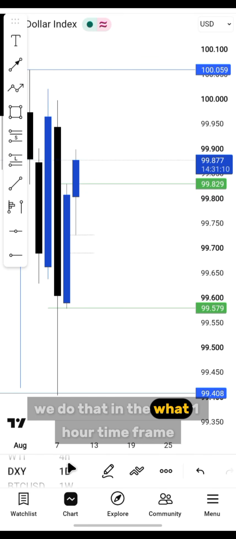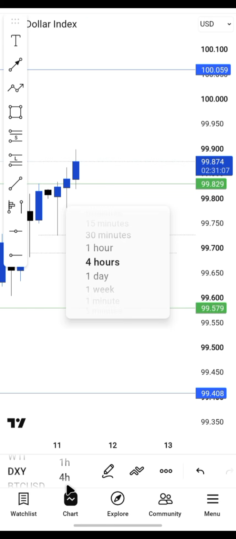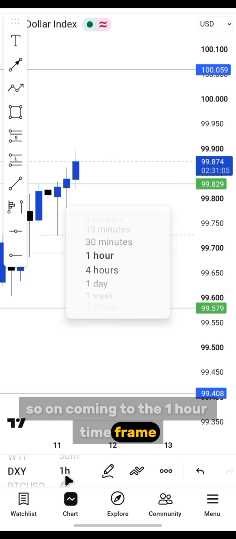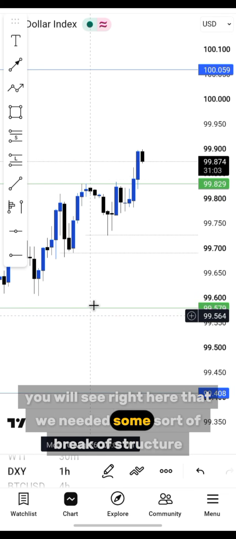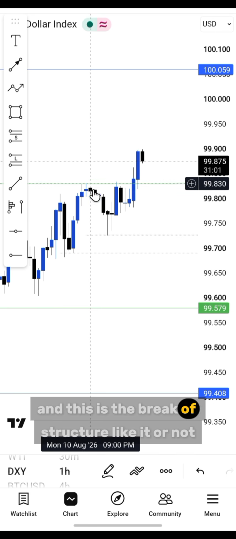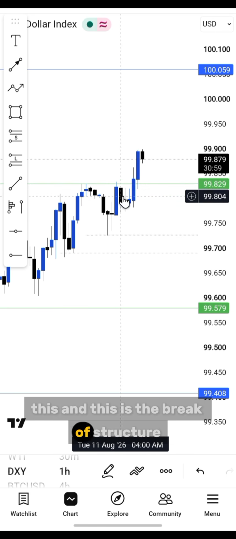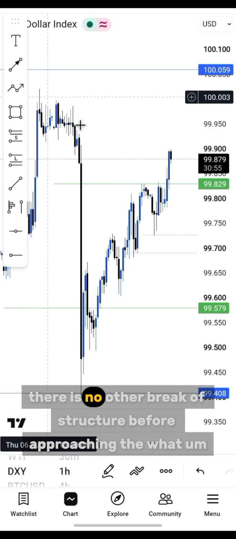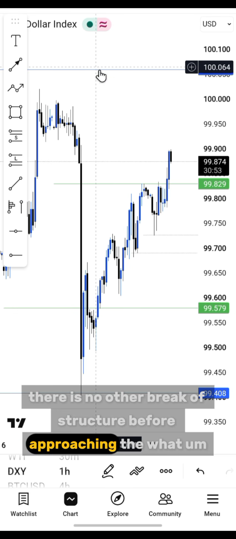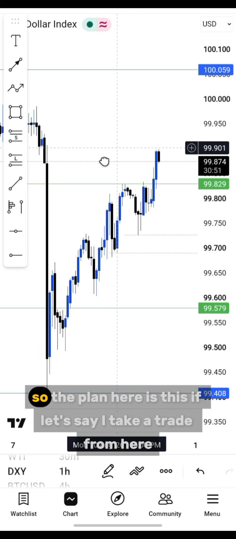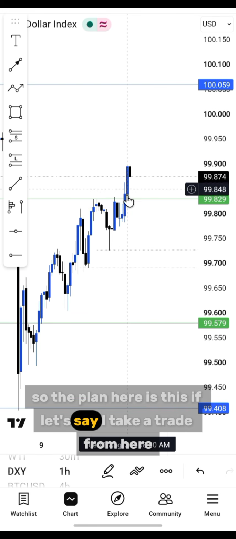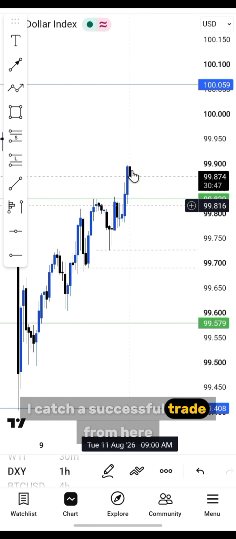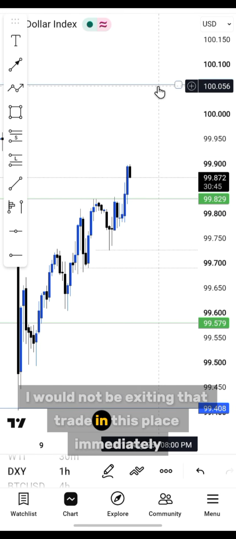We do that in the 1 hour time frame. So on coming to the 1 hour time frame, you will see right here that we needed some sort of break of structure, and this is the break of structure, like it or not. This and this is the break of structure, and as you can see, price also broke it neatly above. Aside from that, there is no other break of structure before approaching the conservative move. So the plan here is this: if let's say I take a trade from here, I catch a successful trade from here, I would not be exiting that trade in this place immediately.